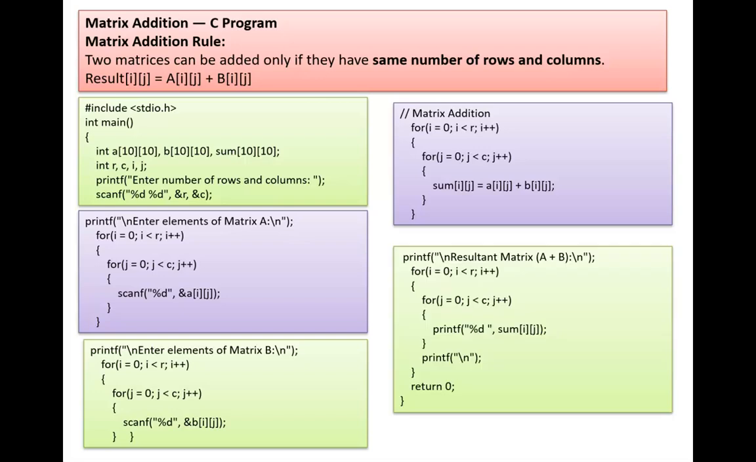Print the resultant matrix. The resultant matrix is nothing but sum. Use nested for loop: for i equal to 0, i less than r, i plus plus; j equal to 0, j less than c, j plus plus. Print the sum value, and this is how you do the matrix addition. So this is a very classical example of understanding two-dimensional arrays.